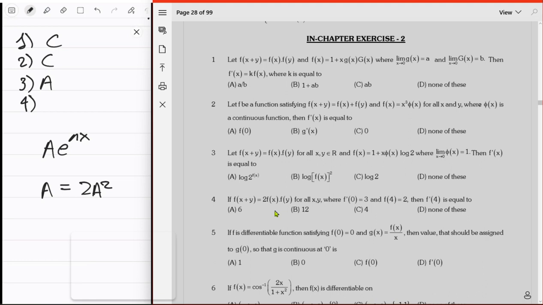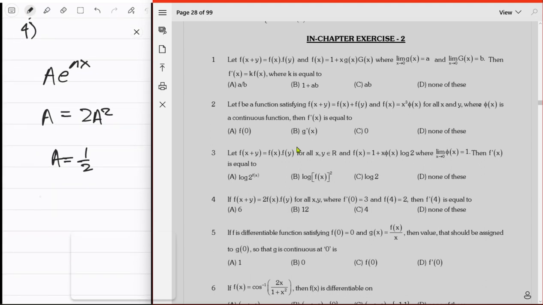That is something that will work, but then this doesn't make any sense, and this doesn't make any sense. So a cannot be 0. That just means a has to be 1 upon 2. So f is just 1 upon 2 e power ax. Cool.